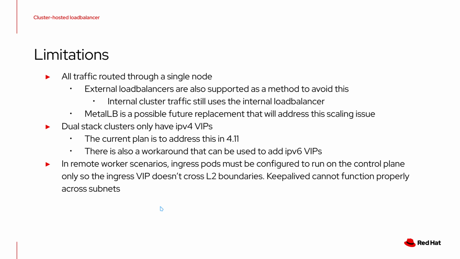So there are some limitations to this architecture, as you may have seen. For one thing, all of the traffic is routed through a single node. At least all of the API traffic and all of the ingress traffic goes to a single node, whatever is holding the VIP. So that's a potential scalability issue. Again, the processing doesn't necessarily all happen on one node, but all of the network traffic for API and ingress is going to go through one node. And so that's definitely a concern.